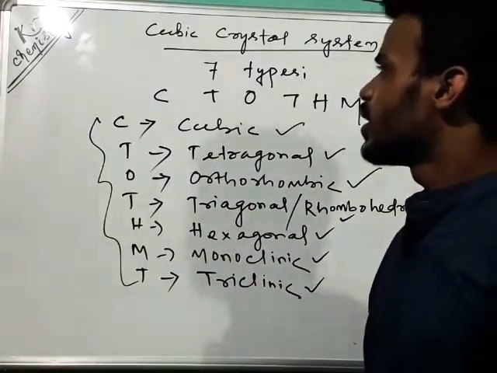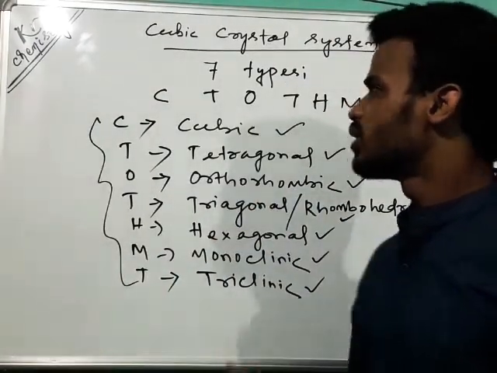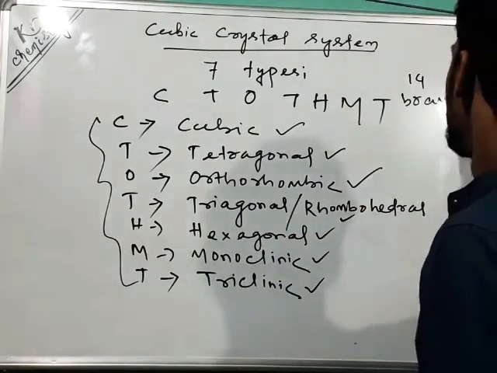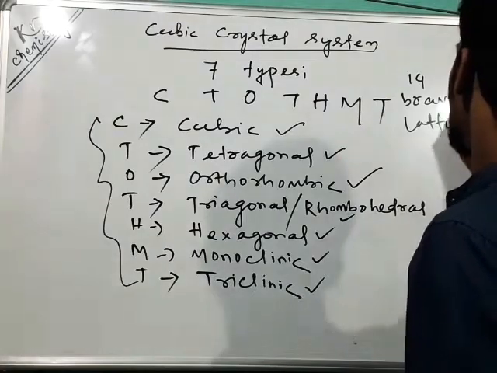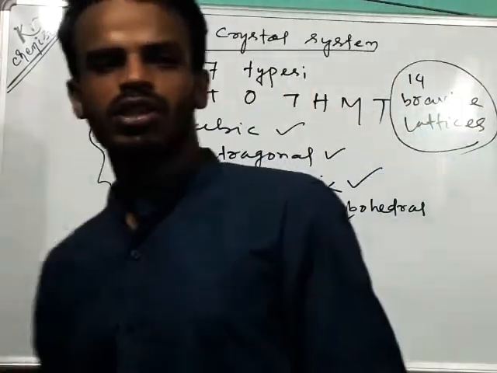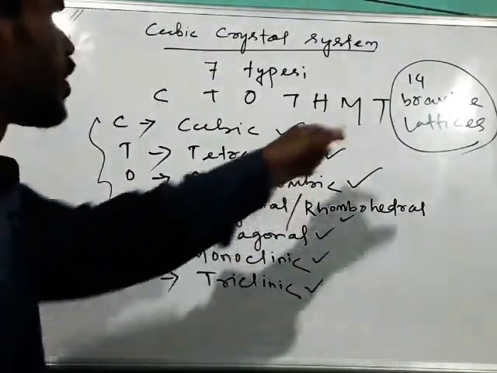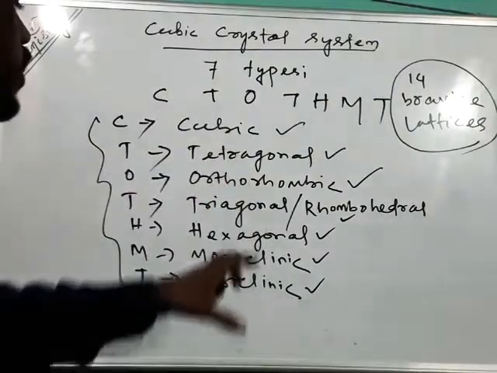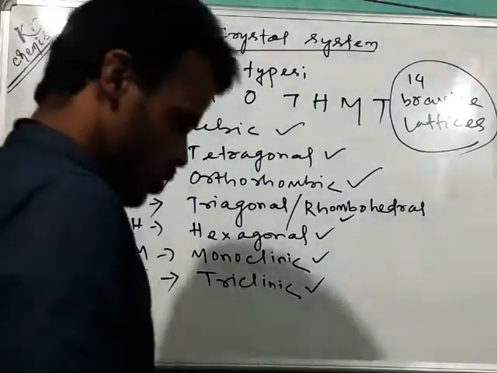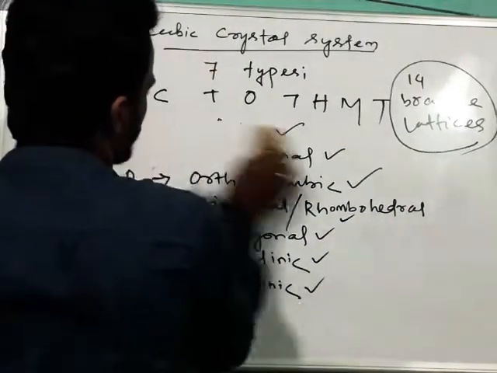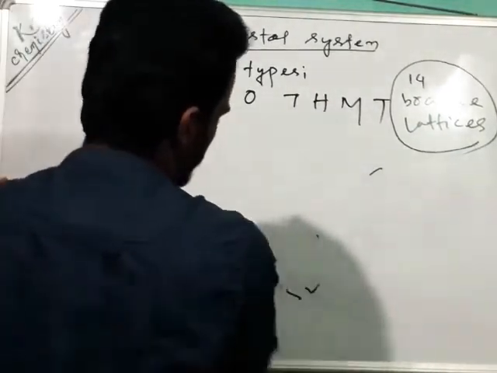These 7 crystal systems have 14 Bravais lattices. The 14 Bravais lattices I will discuss later. And these 7 crystal systems I will explain to you in some slides after a few seconds. Let's see.